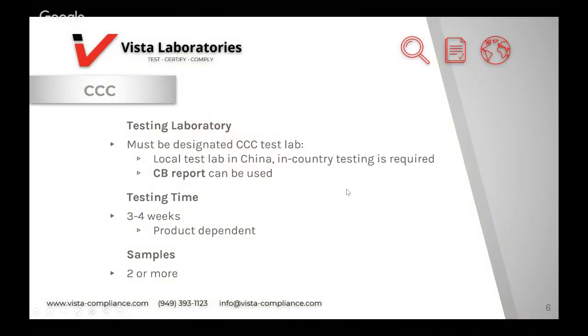So, overview of the testing: the test lab must be designated by the CCC, and it's a local test lab in China, so in-country testing is required. The CB report can be used for the safety portion of the CCC. If you're not familiar, the CB report is from the CB scheme, an internationally recognized product safety certification scheme. Testing time is 3 to 4 weeks, dependent on the product and the lab availability. Samples are usually 2 or more.